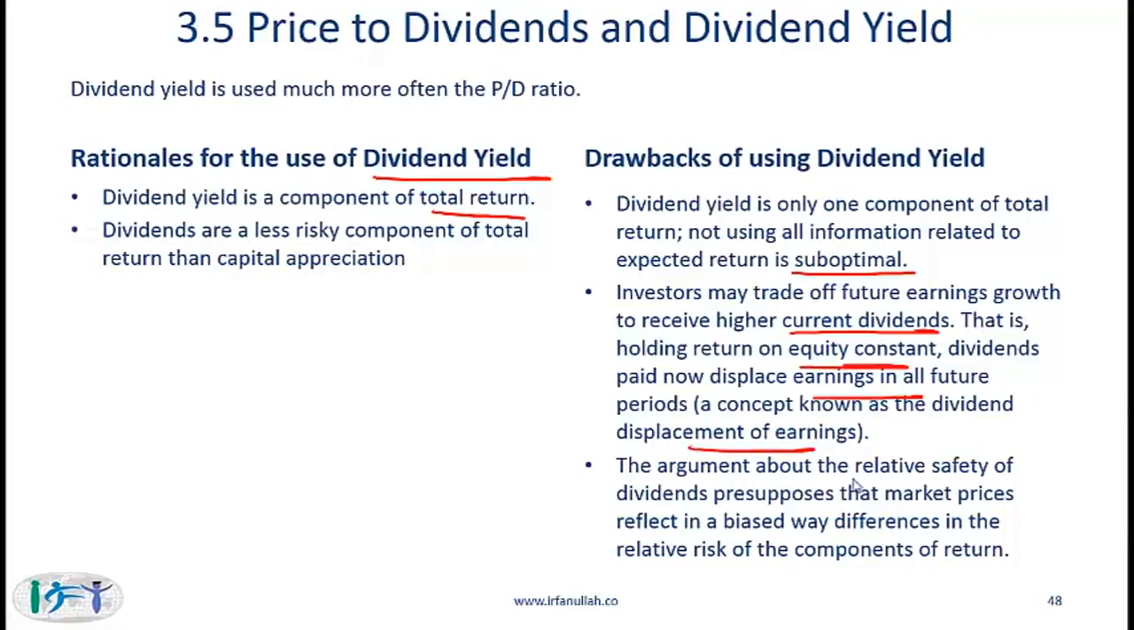The argument about the relative safety of dividends presupposes that market prices reflect in a biased way differences in the relative risk of the components of return. So that's considered a theoretical drawback.